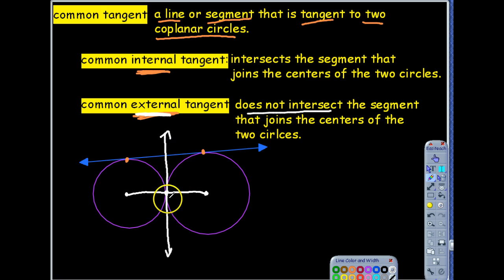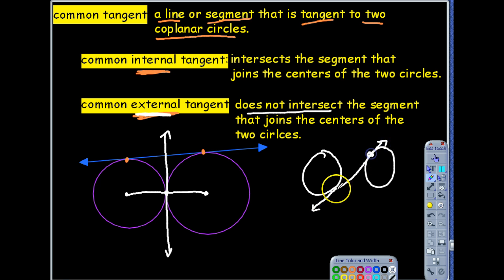Now, here's the way I like to think about it. If it's internal, it's going in between the circles. Chances are it could touch both of them at the same point, at the same time. Or, if those circles were separated a little bit, I could imagine a straight line that touches each circle. That's a common internal tangent. It goes in between the two circles and it touches each of those circles at only one spot. An external tangent will always be outside of the two circles. It won't go between the circles. That's going to be the difference.